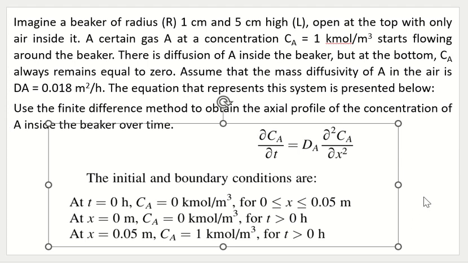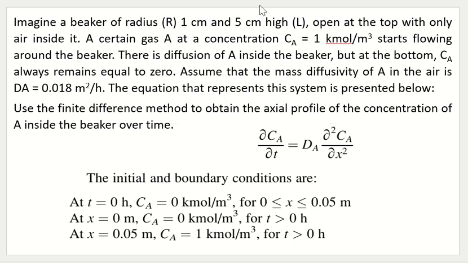Use the finite difference method to obtain the axial profile of the concentration of A inside the beaker over time. So this is a diffusion problem, and the expression is given here. You can see it's a partial differential model. Ca is varying with t as well as x. So it's varying with time, and it's varying with position as we move in the x direction. That gives it a partial differential condition.